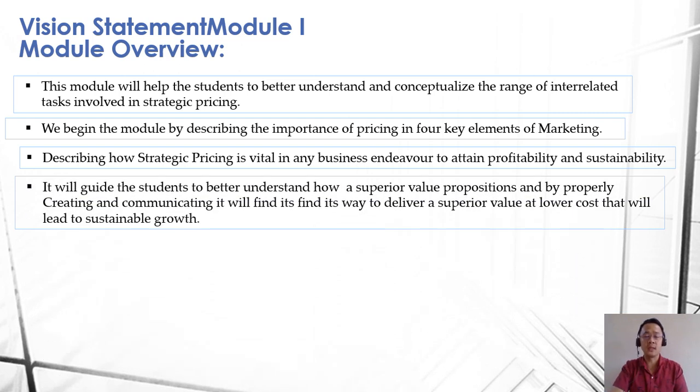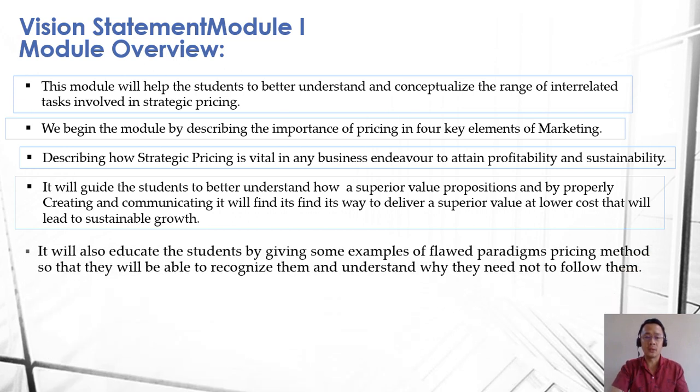It will guide the students to better understand how a superior value proposition, and properly creating and communicating it, will find its way to deliver a superior value at lower cost that will lead to sustainable growth. It will also educate the students by giving some examples of flawed paradigms pricing method so that they will be able to recognize and understand why they need not to follow them.